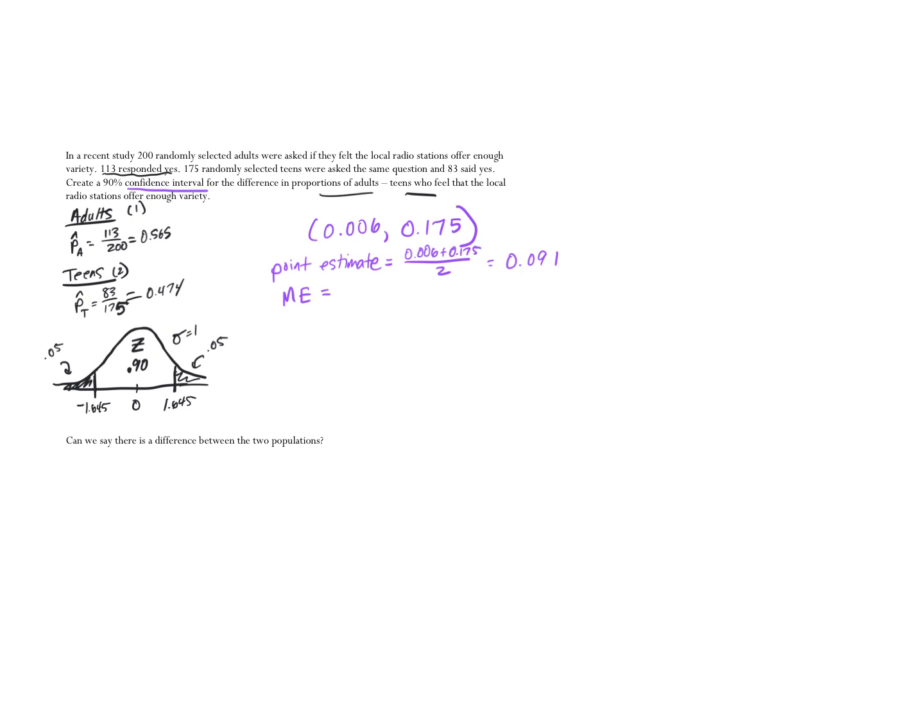What are we trying to estimate again? The difference between our two populations, yeah? So, what is the difference between my two sample values? It's the exact same point estimate. Our best guess at the difference between adults versus teens as to whether or not they think radio stations provide enough variety is the difference between my two samples.